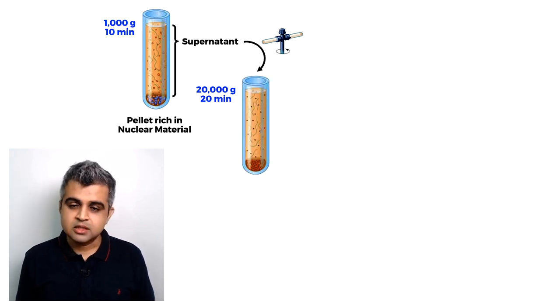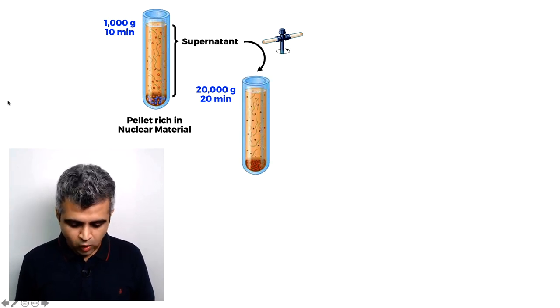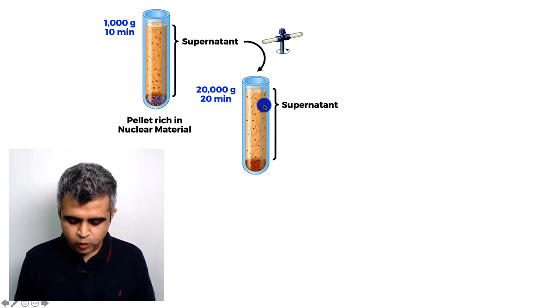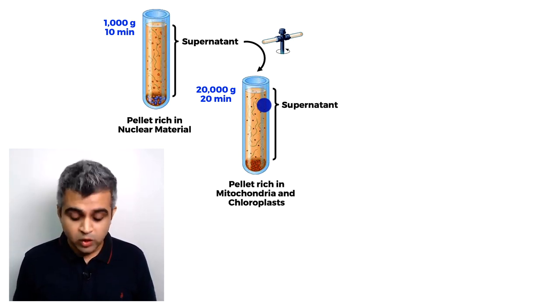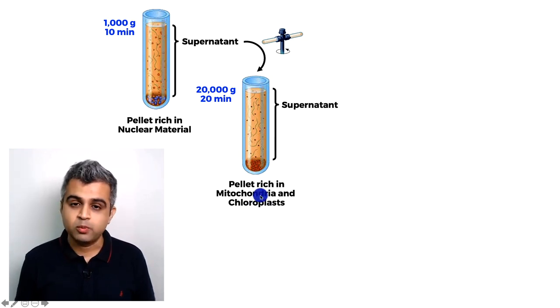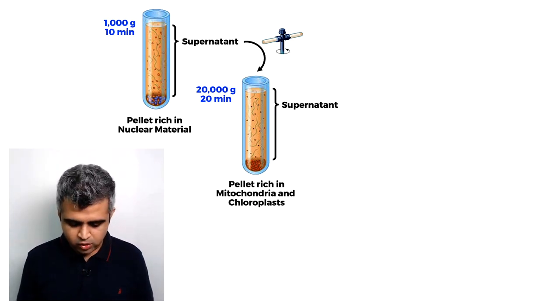This is the solution we get now. We had already removed the pellet rich in nuclear material, and now this was put through the centrifuge to get this. Again, we get a supernatant and a pellet, but this time the pellet will be rich in mitochondria and chloroplast, which are the big cell organelles. So now the pellet is rich in mitochondria and chloroplast.